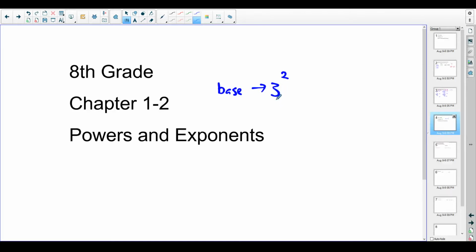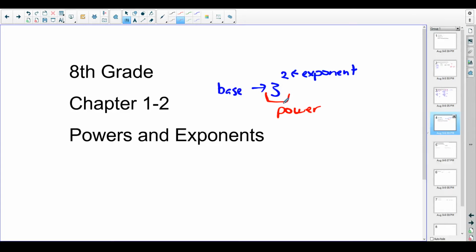Okay. So when you're looking at these numbers here, big number on the bottom is the base, because the base is like the bottom. Okay. This number up here is the exponent. Okay. And then the whole thing all together is the power.